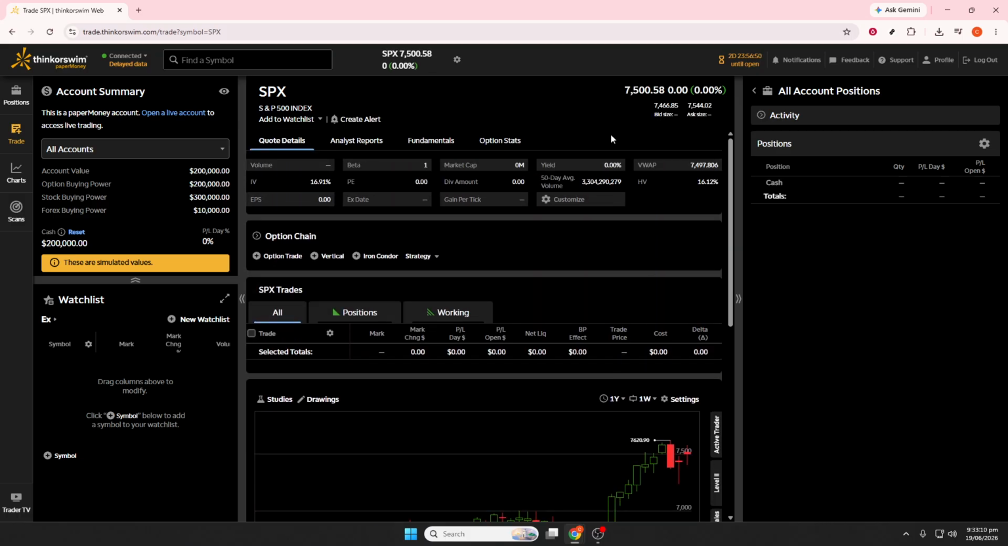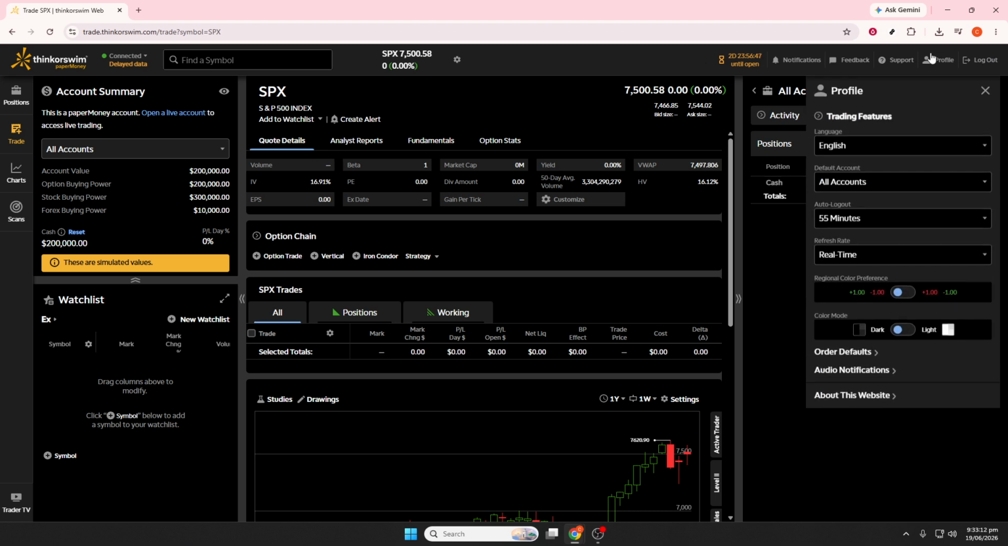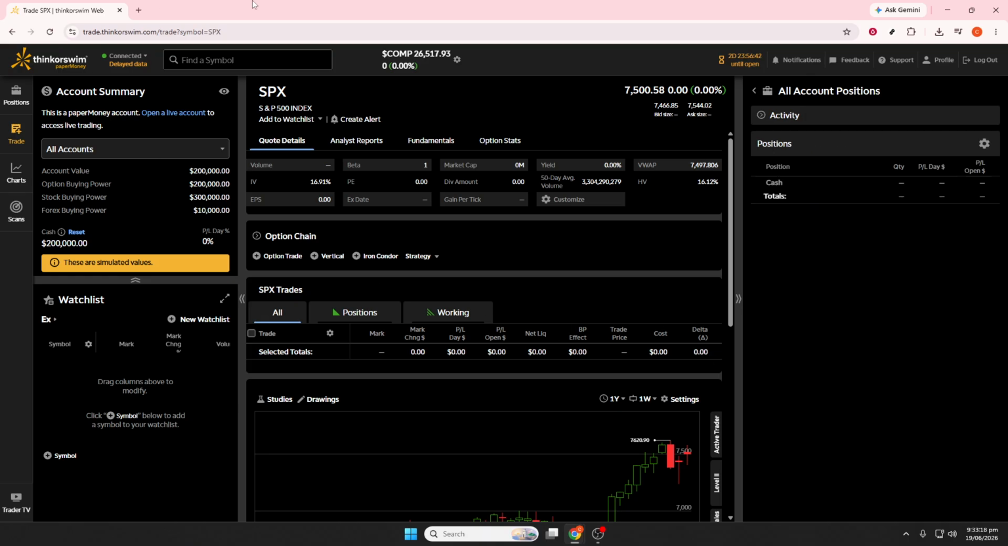You'll also want to add the 9 EMA and the 20 EMA to help identify short-term momentum. Go to Studies, then Edit Studies, add Move AVG Exponential, set 1 to 9, then add another and set it to 20. In general, if the 9 EMA is above the 20 EMA, that suggests bullish momentum. If the 9 EMA is below the 20 EMA, that suggests bearish momentum.